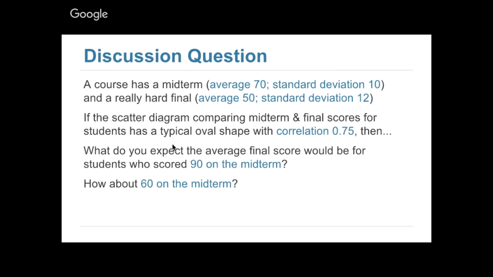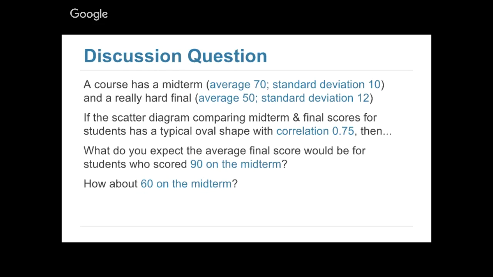So we know that y equals r times x in standard units, and what we want then is x in standard units. Here we have to predict the final score for someone who got 90 on the midterm. The final score is my prediction, y, and what I observe is a 90 on the midterm, that's my x. I want to convert that to standard units because I want to go back to my simple equation. So 90 on the midterm converted to standard units is 90 minus 70, which is 20, divided by 10, which is 2. So this 90 is 2 standard deviations above 70, and my x in standard units is 2.